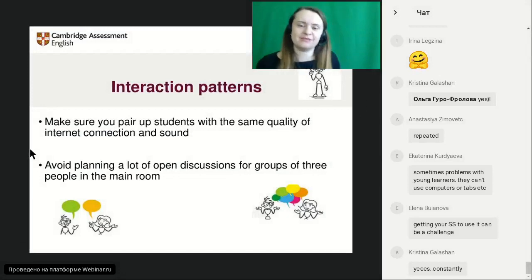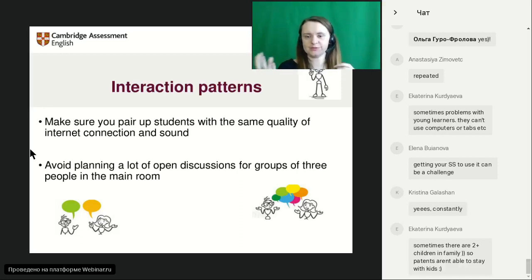Interaction patterns, I have already mentioned that. So just some more detailed overview of that. Make sure that you pair up students, if we speak about breakout rooms. Okay, yeah. See the comments about two plus children. Yes, you're absolutely right. But well, there's nothing we can do as parents, unfortunately. As teachers, we can try. We can do our best.